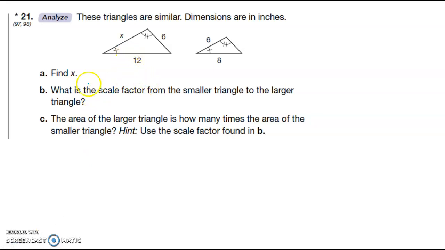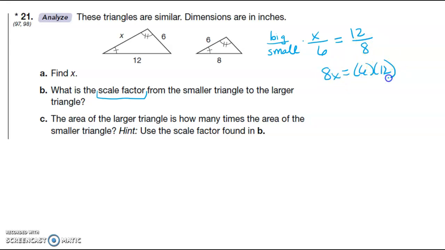All right, similar triangles. So first we're going to find x, then we're going to find the scale factor. So let's see what we can do. We're going to go from the big to the small triangle. So on the big triangle, I have x. On the small triangle, I have 6. Big triangle 12, small triangle 8. So I'm going to cross multiply. X is equal to 9.